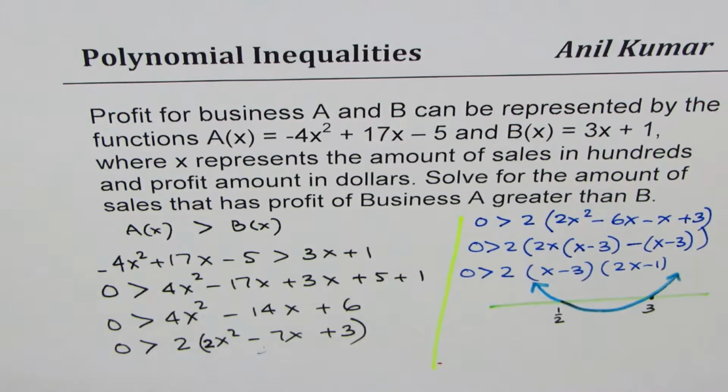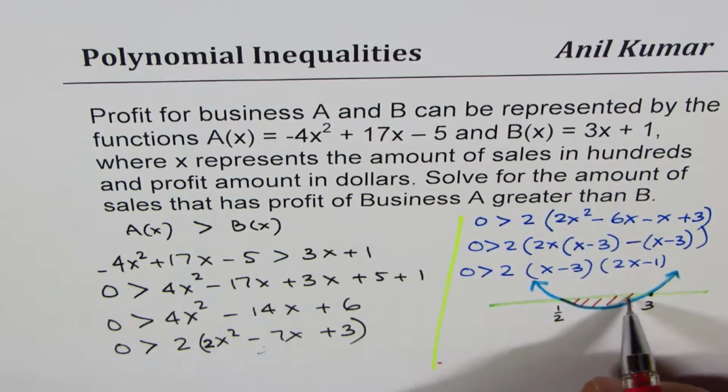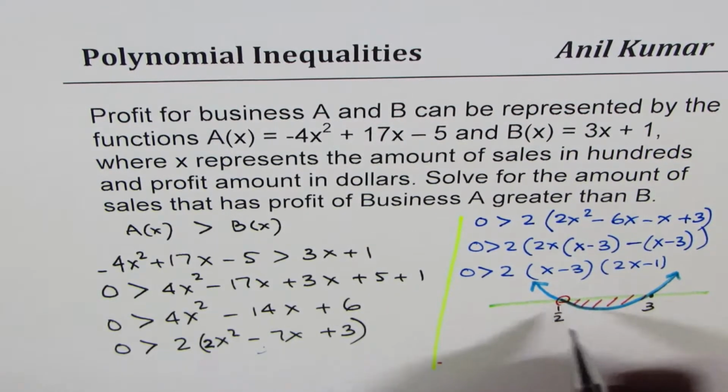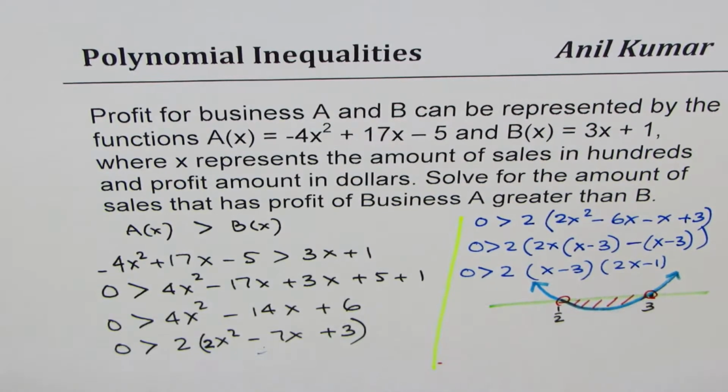Now we are looking for values where 0 is greater than the function. So we are looking for this portion. Correct? So that is the portion we are looking at. So the solution is around this place.